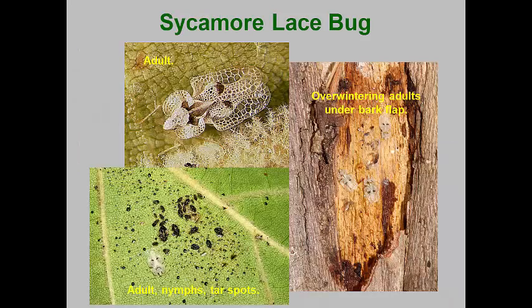The sycamore lace bug is found everywhere sycamore and London plane trees are grown. The close-up image of the adult nicely shows the reticulated exoskeleton surface. Like the hawthorn lace bug, the sycamore lace bugs overwinter in leaf litter, but since sycamores have flaky bark, many of the adults can be found under these flakes.